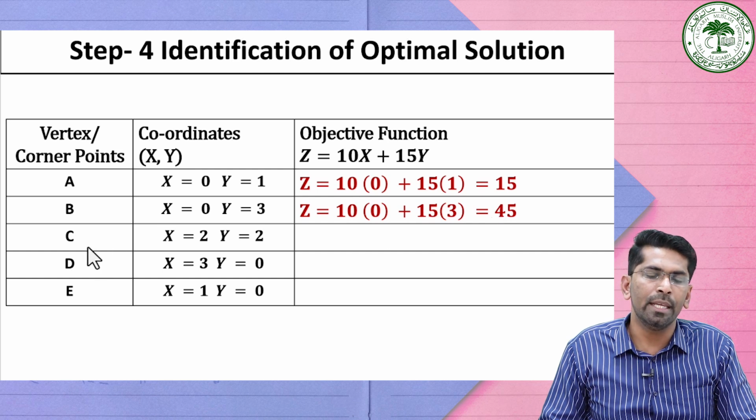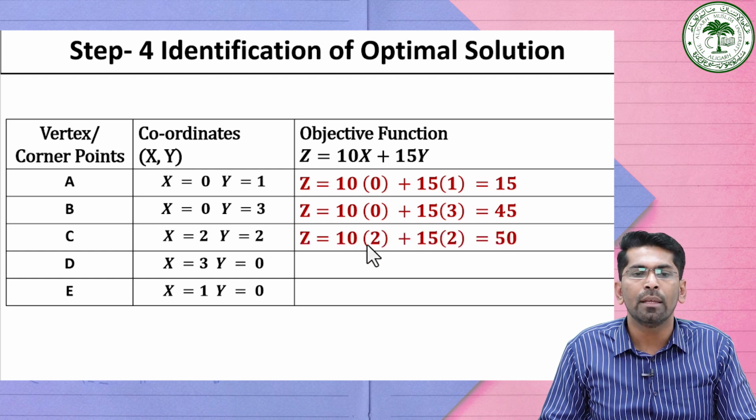Similarly, at point C, x is equal to 2 and y is equal to 2. So I am substituting these two values into the objective function. Then it will become 10 into 2 plus 15 into 2, which is 20 plus 30, which is equal to 50.